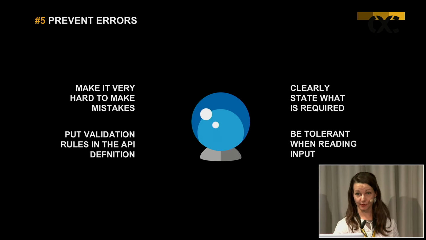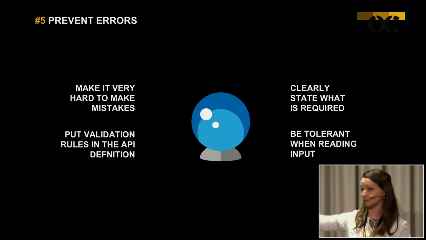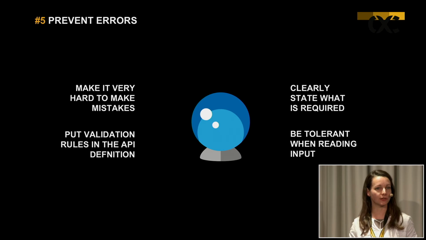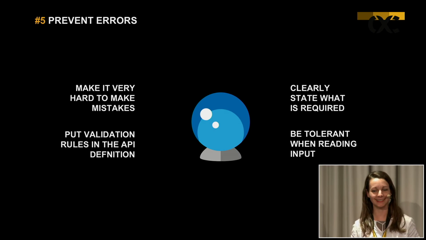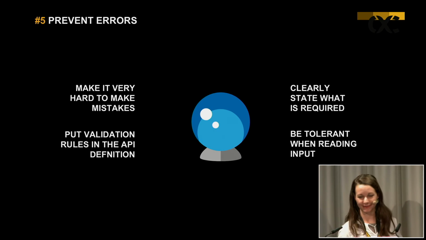Very clearly state what is required, very clearly state what's not required. And another good point that's more API-specific, be tolerant when reading input. When someone gives you more input than you can handle, just ignore it. You don't have to tell them, hey, you gave me more than I need. Just say, thank you for giving me all the data. I'm going to throw it away.